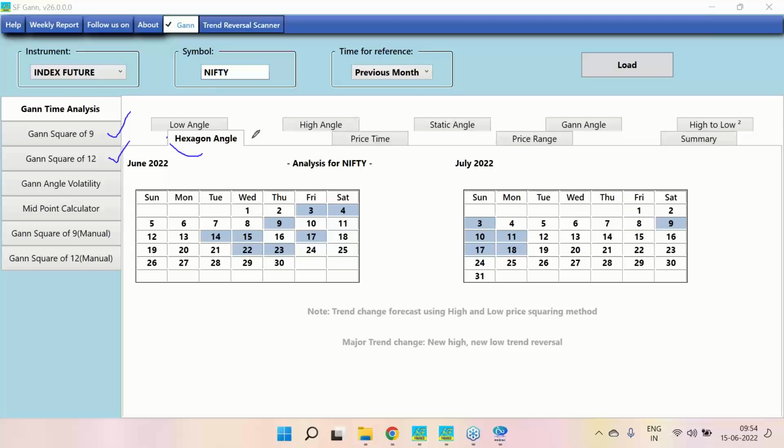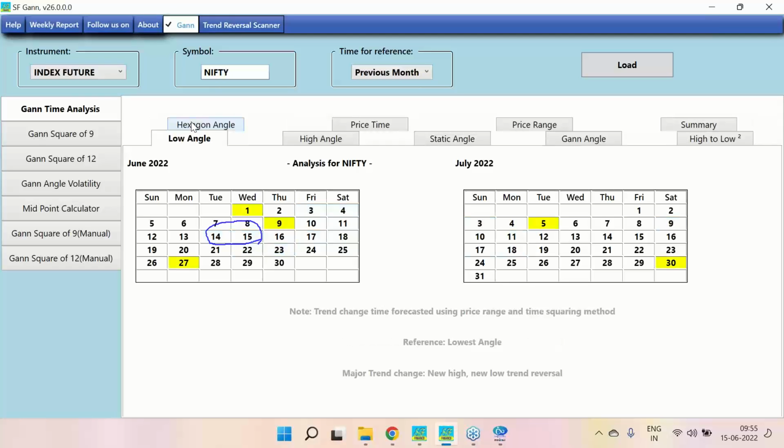And whenever we are going for a hexagon, the same formula for squares will not be valid, or squares are not that important. So here, the hexagon method: those who have joined the last program knew how to calculate this trend reversal day. So in hexagon also we had a trend reversal on 14 and 15. Earlier dates we have already flagged on our Facebook and other places. The low angle perfectly has worked.